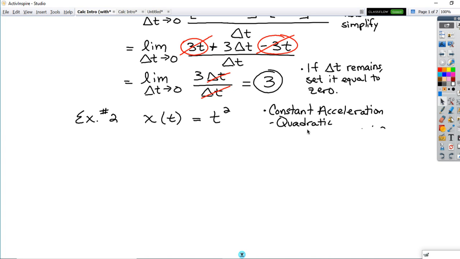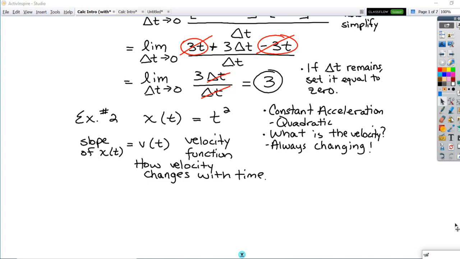But we already know that there's no such thing as finding the slope of this function because it has no single slope. So what will this limiting process do for us? Well, it will tell us how the slope changes as a function of time. But we already know what that means.